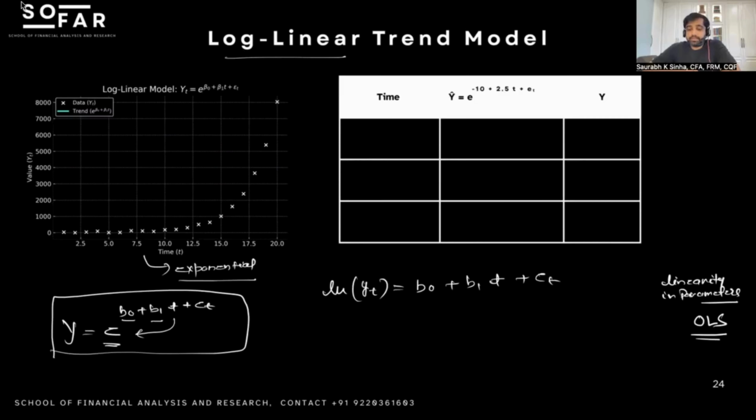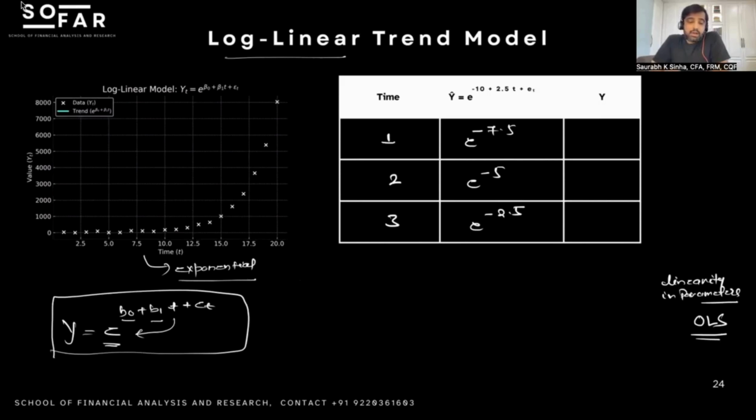Okay. Again, same thing: one, two, three. Can you give me the value of y hat? E to the power minus 7.5, e to the power minus 5, and e to the power minus 2.5. Is it correct? These are the values of y that you will predict from this model. Yes, no? Yes.